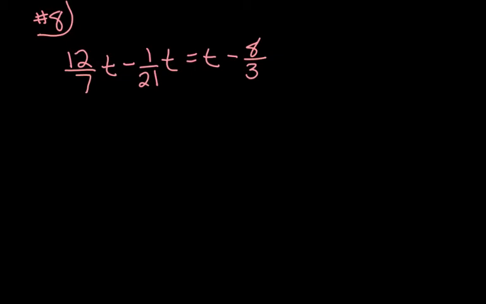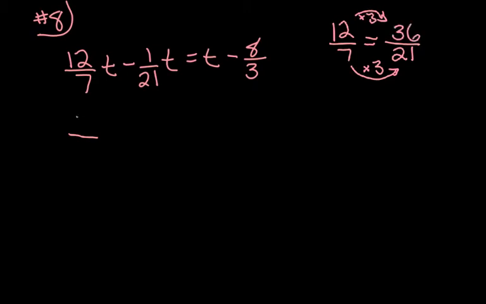So in order to combine them, I have to add or subtract their coefficients, but they need a common denominator. So I'm going to change them both to have a 21 in the denominator. So over here on the side, I can show my work. 12/7. I have to do 7 times 3 to get to 21, so I have to do 12 times 3, and that gives me 36. So 36/21 is the same as 12/7.